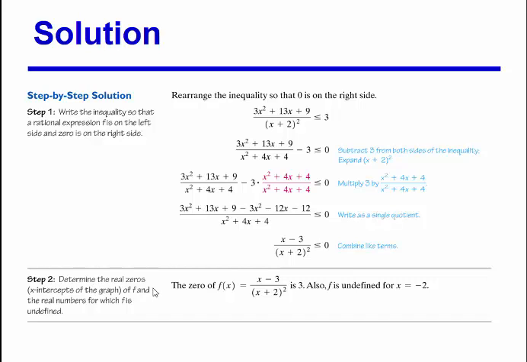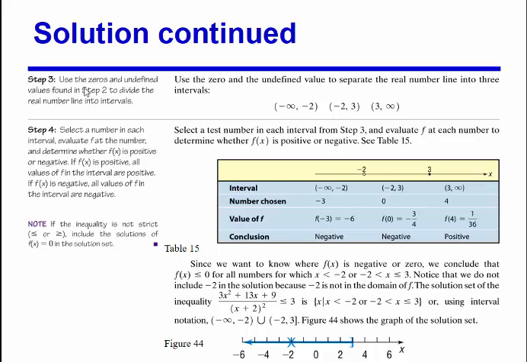So step 2, we're going to determine the zeros. The zero of f of x is 3, because 3 minus 3 is 0. 0 over any nonzero expression is equal to 0. And also the function is undefined when x is equal to -2. So we're going to use this information to create our intervals. The intervals we're going to create are -∞ to -2, -2 to 3, and 3 to infinity. Remember, it's 0 when x is equal to 3, and it's undefined when x is equal to -2. So those are the 2 points that we use to create our intervals. Since we have 2 possible solutions, we have 3 intervals.